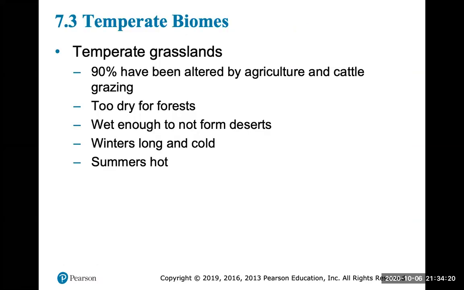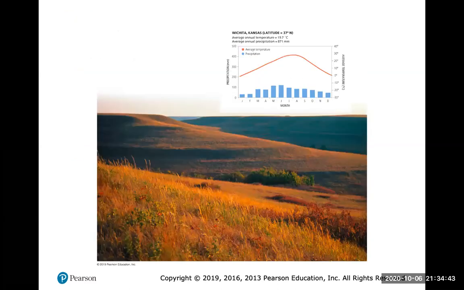Temperate grasslands: 90% have been altered now by agriculture and cattle grazing. When I say they've been altered, people have turned them into farmland or grazing for cattle. Winters are long and cold, the summers are hot, but it's wet enough still to not form deserts, but too dry for forests and larger trees to grow.